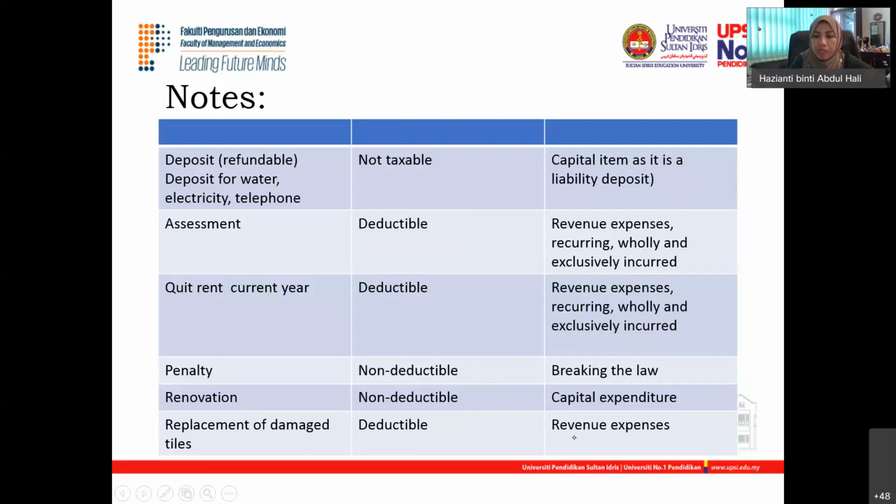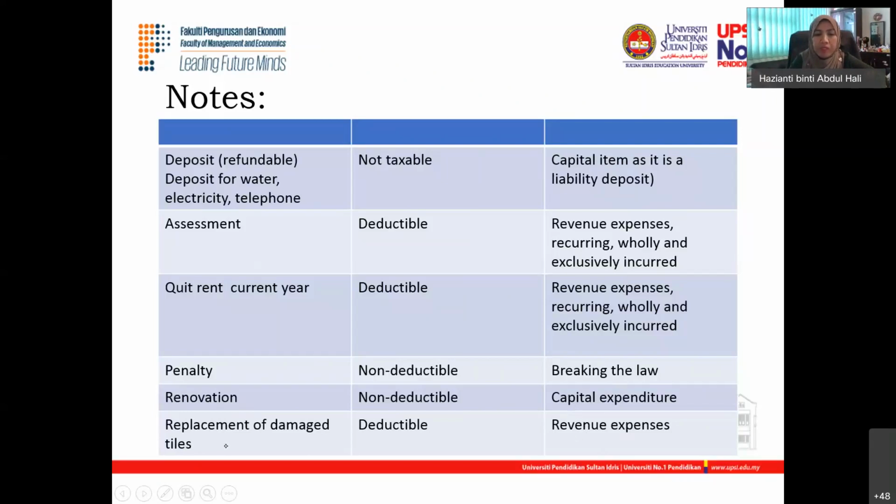So how do you actually differentiate between capital expenditure and revenue expenses? You can think that if you are doing some addition or renovation. For example, you change the damaged tiles. If the tile is damaged, you cannot stay in the house, for example.